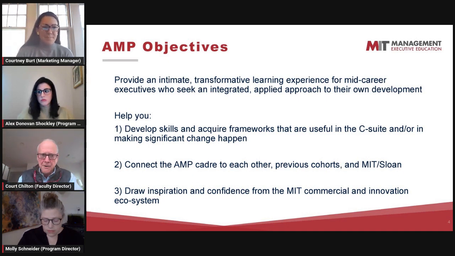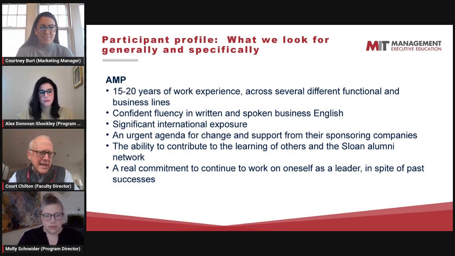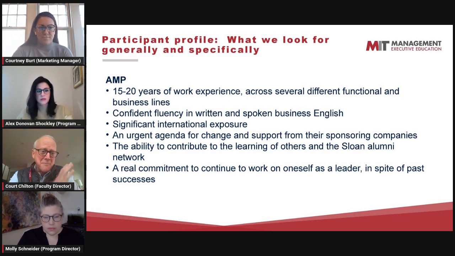So that's our purpose. Let me say a little bit about the profile of people who come. They have a lot of work experience, usually 15 to 20 years. So we're talking about people, usually the youngest people are late 30s, but most of them are in their mid 40s and 50s. We have some people in their 60s too. And they have experience working across businesses, so across geographies, functions, business lines. They can speak business English fluently.